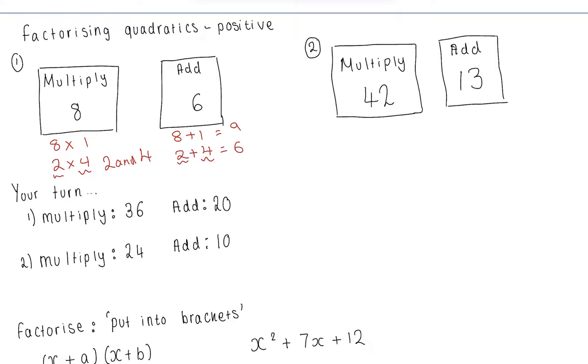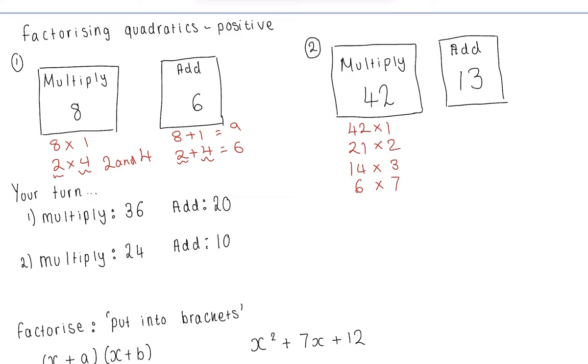Now I want two numbers that multiply together to give me 42, but add to give me 13. So the first step is to look at 42 and list some factors. So I can have 42 times 1. I could have 21 times 2. We could also have 14 times 3. The next factors that we've got is we could have 6 times 7. And I believe that would be it. So there are the factors of 42.